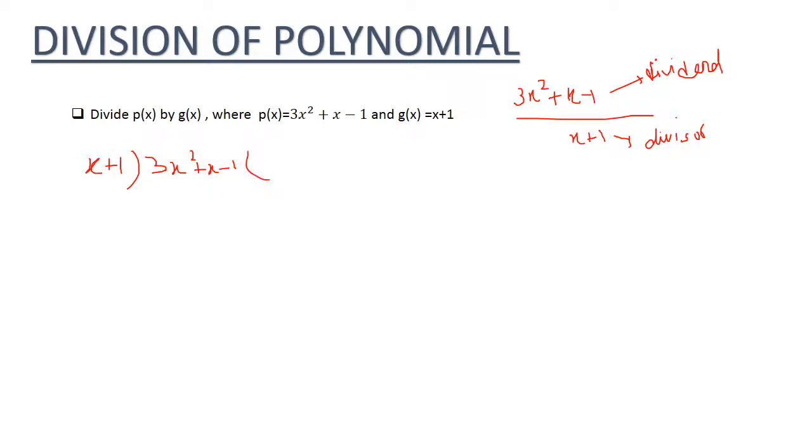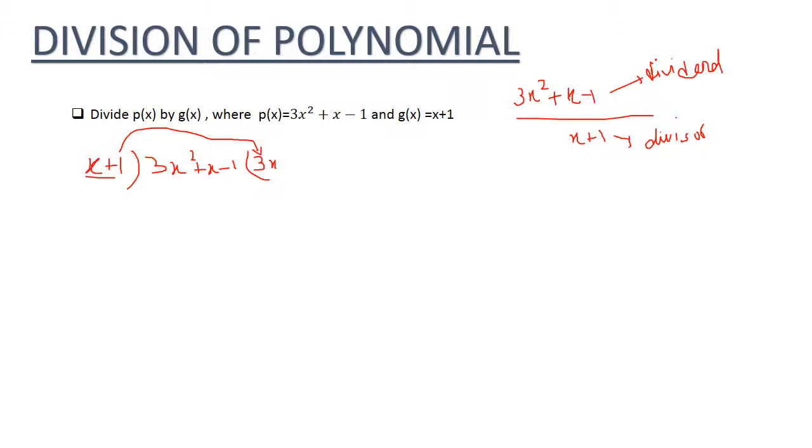Firstly, we want to think what term is multiplying with x so that we get this value 3x square. So on multiplying x with 3x, we will get the value 3x square. So we have to put here 3x and multiply 3x with x plus 1. We have to multiply x plus 1 with 3x.